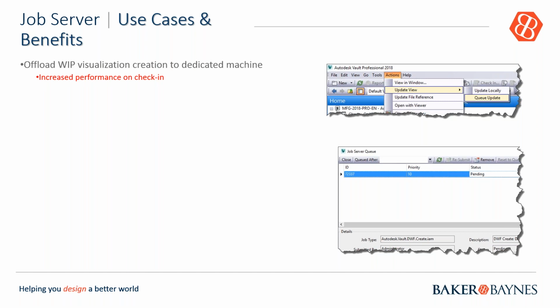So again, offloading visualization files and work in progress files to the dedicated job processor machine. This will increase your performance when checking in. So put a performance thing here. When you check in a file, you'll find that it's a lot quicker to actually create a visualization file when checking in, because it's handled by the job processor and not your computer.